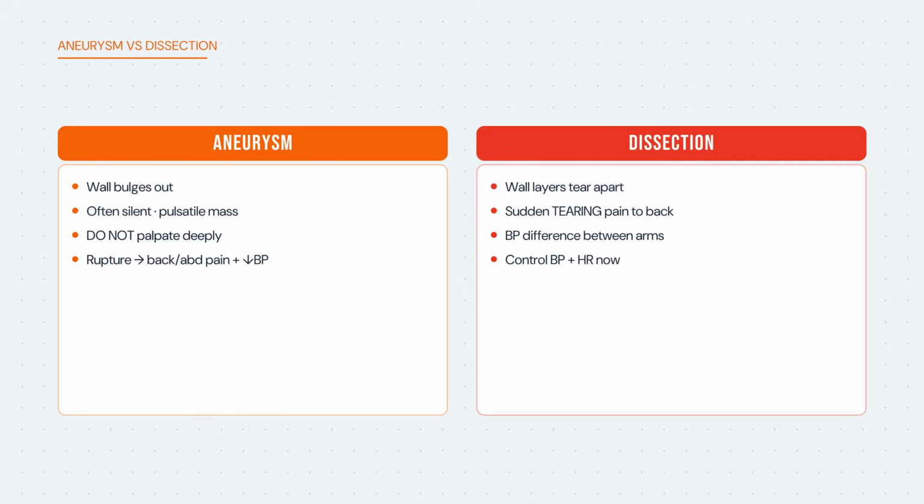An aortic dissection is different. The inner layer tears, and blood forces its way between the layers, splitting them apart. The pain is sudden, severe, tearing or ripping, and it classically radiates to the back. A key finding is a difference in blood pressure between the two arms. Management is aggressive blood pressure and heart rate control.